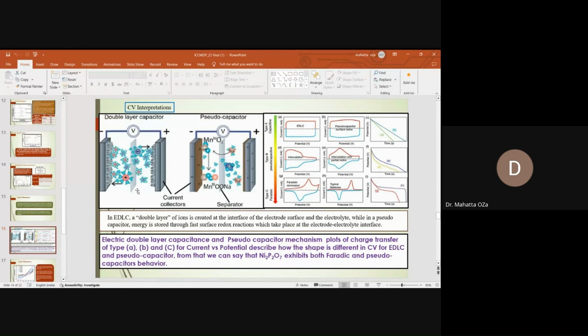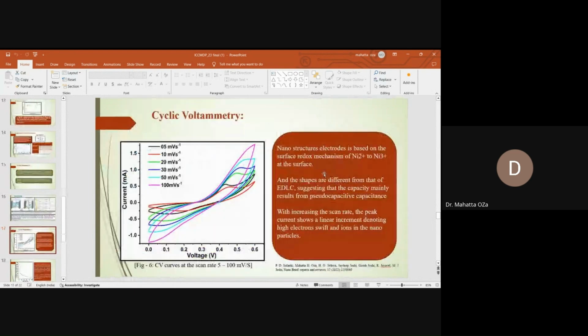In an EDLC double layer capacitor, a double layer of ions is created at the interface of the electrode surface and the electrolyte, while in a pseudocapacitor, energy is stored through fast surface redox reactions which take place at the electrode electrolyte interface. These are the type A, type B, and type C capacitors. This shows the current versus potential plot, and from this plot we conclude which type of behavior our capacitor shows. Okay. So cyclic voltammetry.